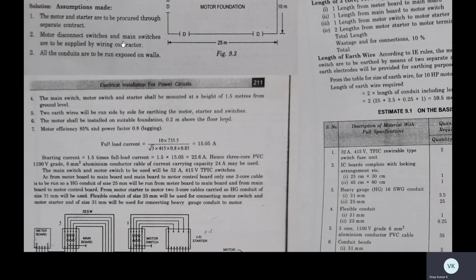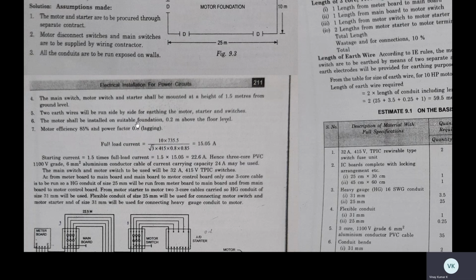Motor disconnect switches and main switches are to be supplied by the wiring contract. Conduits are to be run exposed on walls. That is, all the conduits should be placed on the walls only. That is a basic thing you people need to remember. The main switch, motor switch, and starter shall be mounted at a height of 1.5 meter. This is a general rule that you people already studied. That is 1.5 meter height.